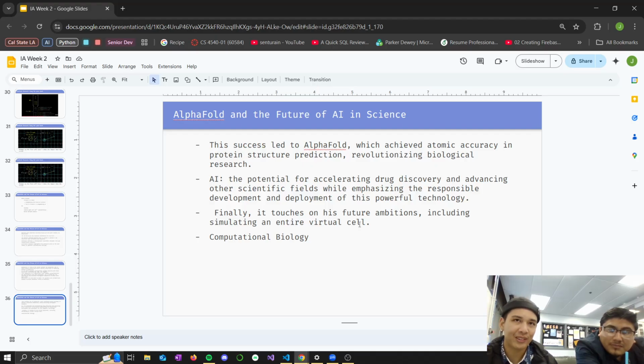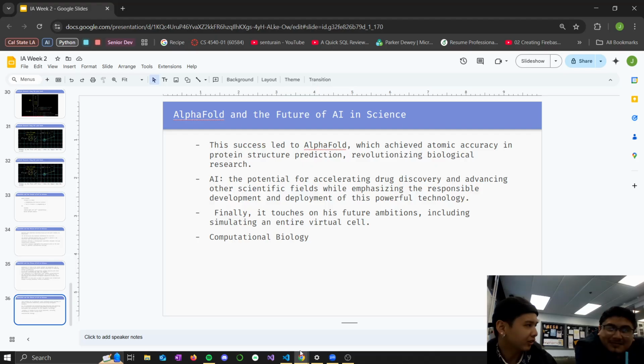It's just important because this plays into computational biology. You could think of it as where biology and computer science intersect, and this is important because it can accelerate drug discovery. Nice. That's really cool. Yeah.